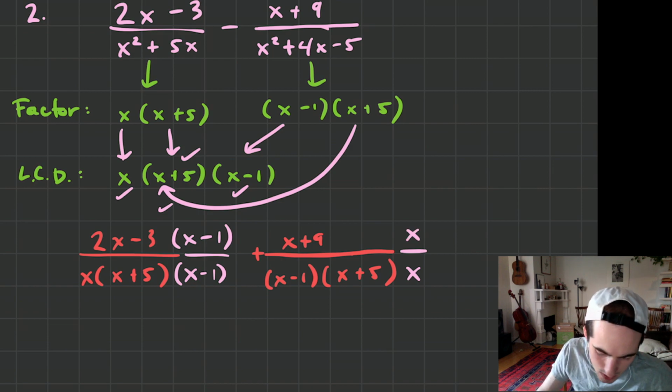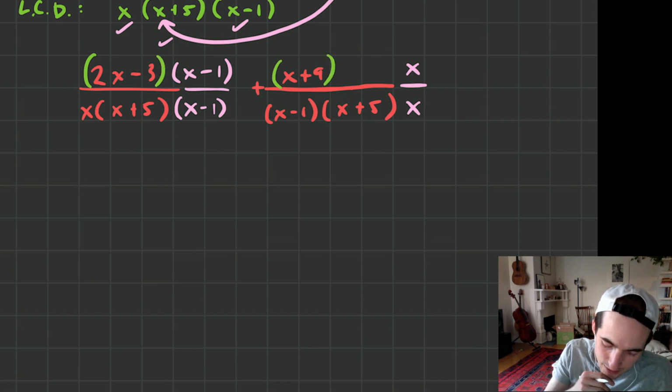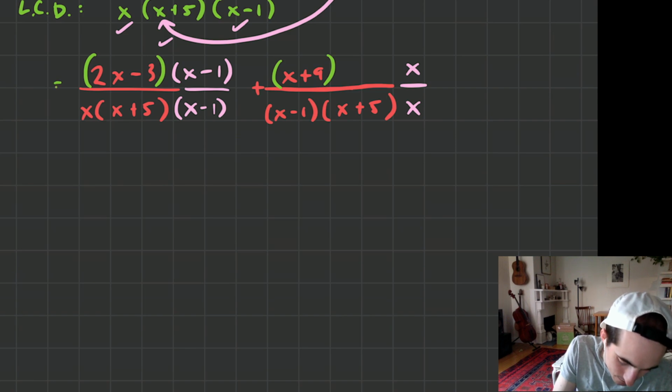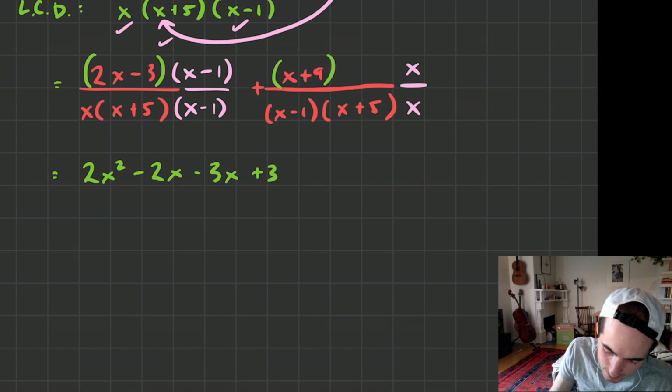All right. So now we can actually just start doing some algebra and expand some of the stuff. Something important to remember is that we need brackets over here because we're multiplying by the entire numerator. So for this first one, 2x times x is 2x squared. 2x times negative 1 is negative 2x. Negative 3 times x is negative 3x. And negative 3 times negative 1 is positive 3.